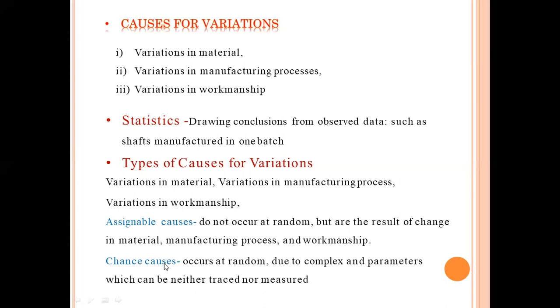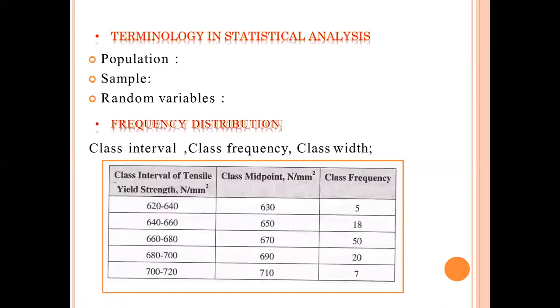Second one is a chance cause or non-assignable cause, which occurs at random. That means at any time that cause or error can occur. It is due to complex parameters which can neither be traced nor measured. A sudden variation or sudden error is called a non-assignable or chance cause. These are errors that we cannot predict. Suddenly or randomly that error occurs, and due to that, variation in the observation can occur.